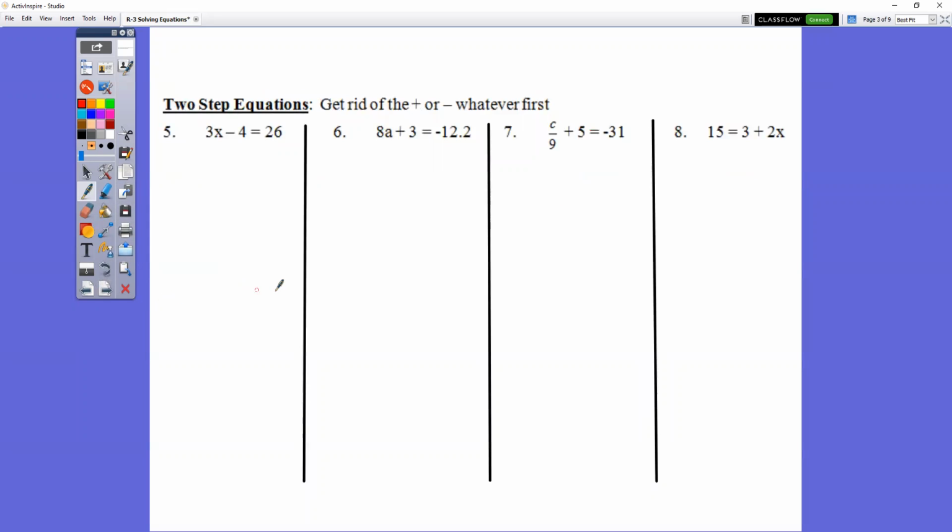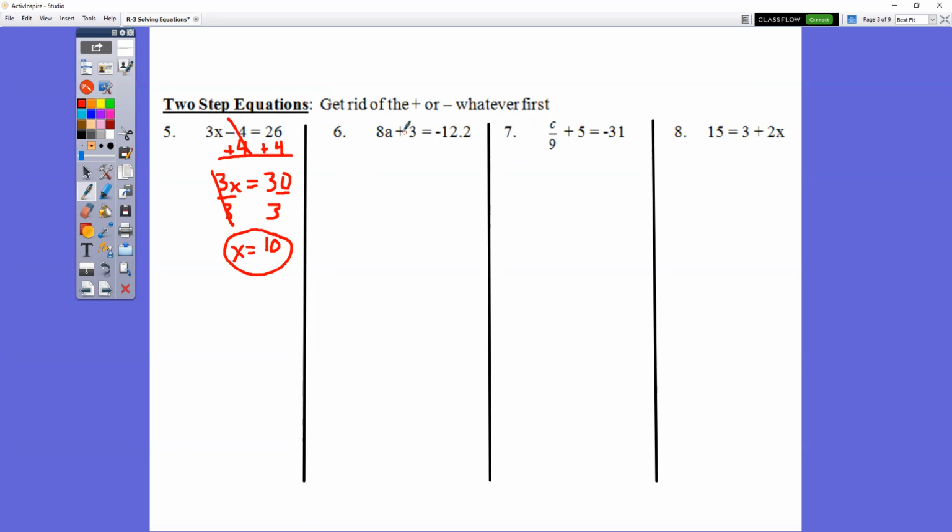The next type are two-step equations. In a two-step equation, you want to get rid of the plus whatever or minus whatever first, and then it'll turn into a one-step equation like we just had. So in number 5, we have 3x minus 4 equals 26. Well, the opposite of minus 4 is plus 4 and plus 4. Again, whatever you do to one side, you have to do to the other side. Those 4s cancel out. So we have 3x equals 30. Divide by 3, divide by 3, and we get x equals 10.